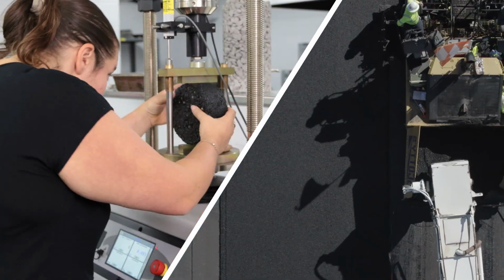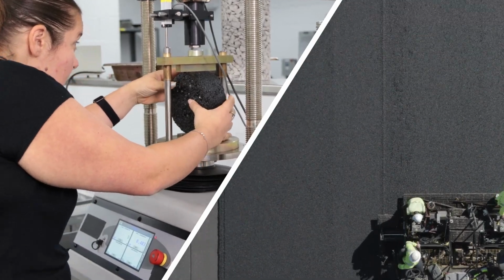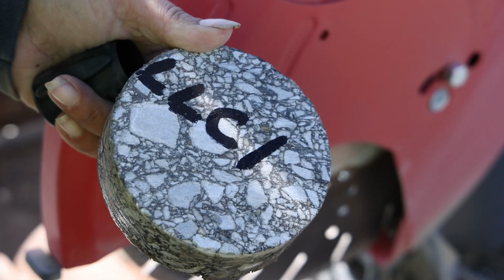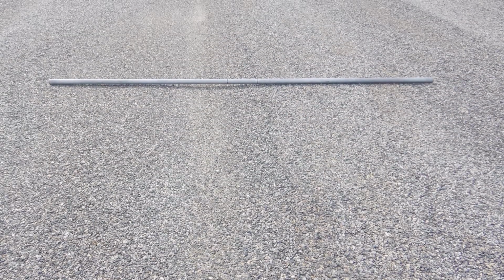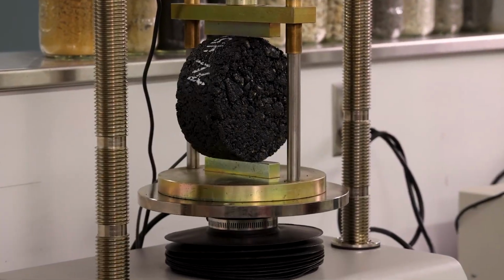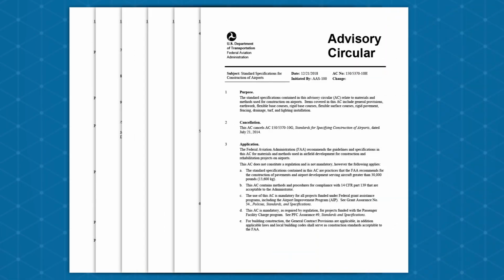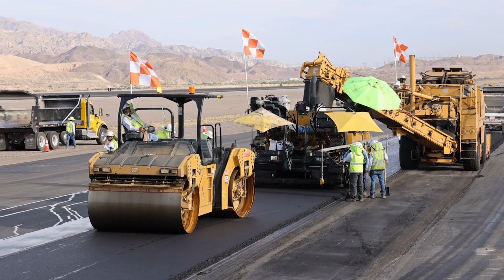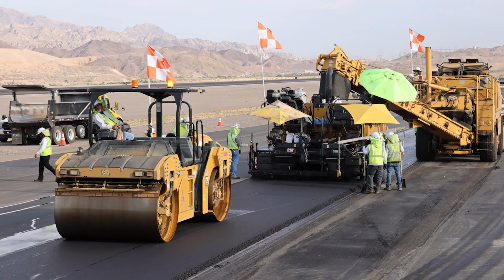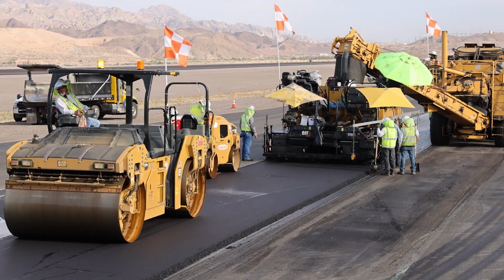The lab findings were validated against real-world performance. The team obtained cores from airfield pavements that were performing well and from sections experiencing rutting and checked them against the criteria developed in the lab. The findings are designed to inform updates to FAA specifications, with new test criteria tailored to environmental conditions, aircraft loading, and the specific area of the airfield being paved, whether runway, taxiway, or apron.